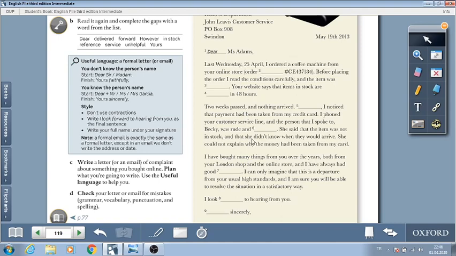Okay, now to understand the style and the layout of a letter of complaint in detail, you will read the letter again. And this time, as you see, there are some gaps here. You will read it and you will complete the gaps with these words. Let's pause the video and complete the blanks. Okay, now let's check your answers.